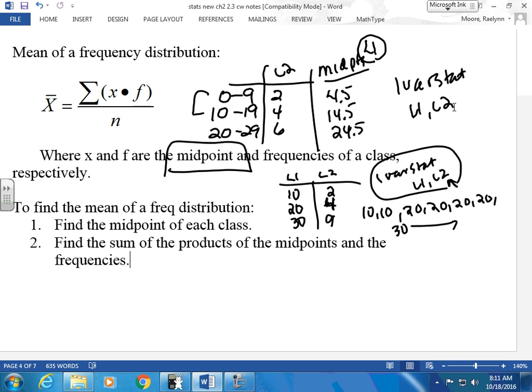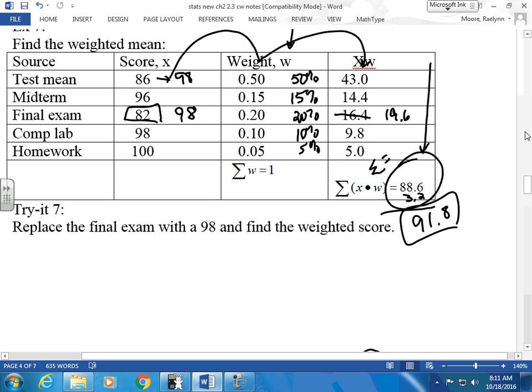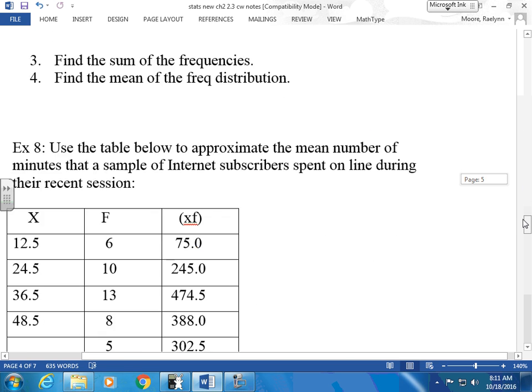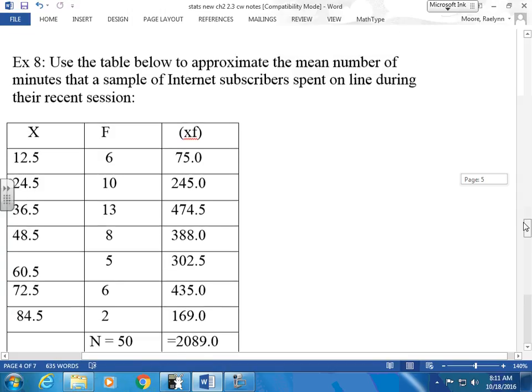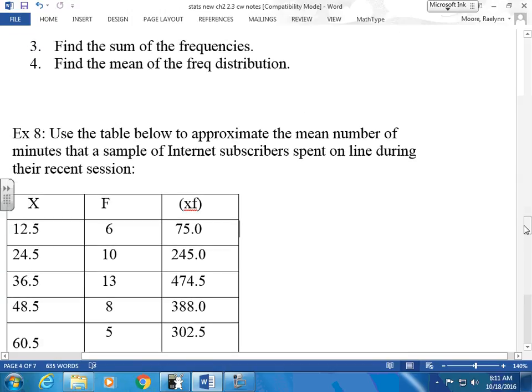Make sense? It's like the quietest day ever in here. Okay. Wait till we get to standard deviation here.